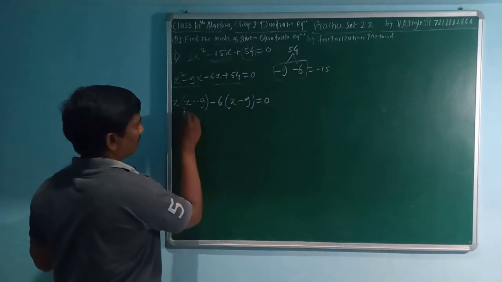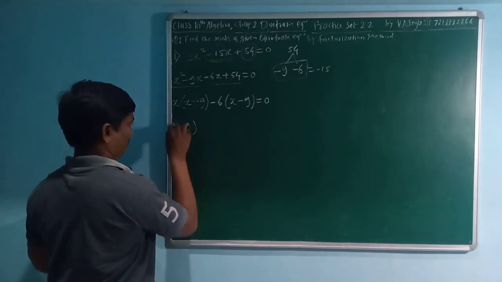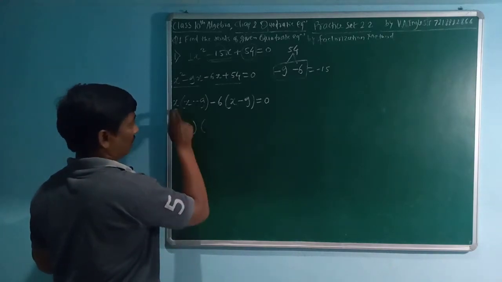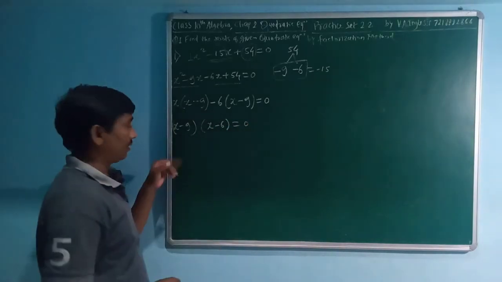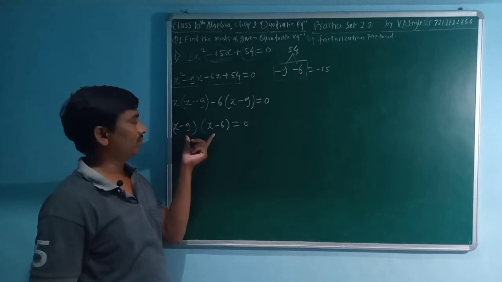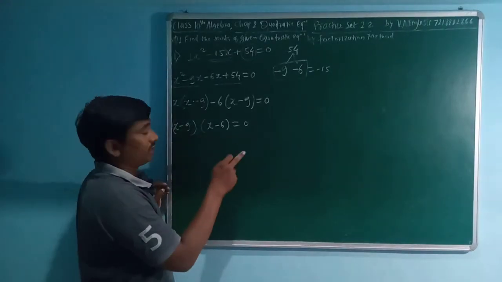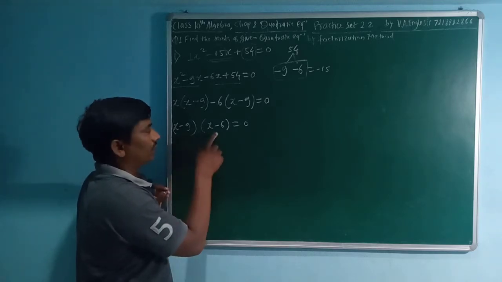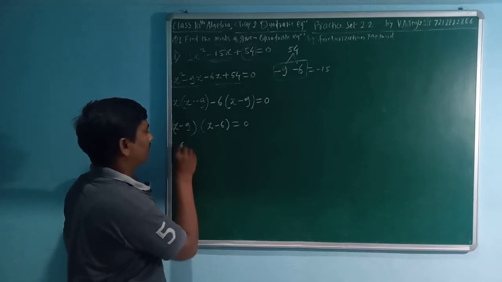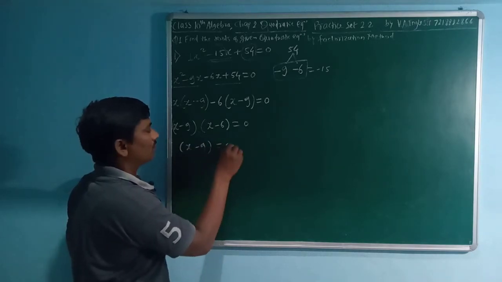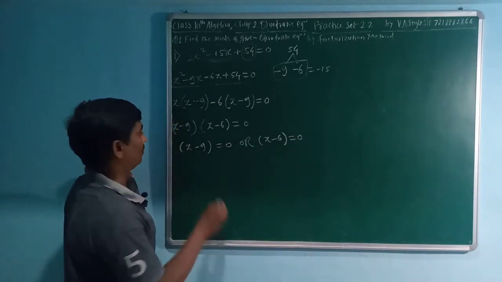Now again you can see the bracket x minus 9 is common, so we'll take it outside. So x minus 9 into, and the remaining will be in another bracket, so x minus 6 it will be. Now here the product of two terms is 0. We know that if the product of two terms is 0, that means either of the two must be 0. So we'll write either x minus 9 equals 0 or x minus 6 equals 0.